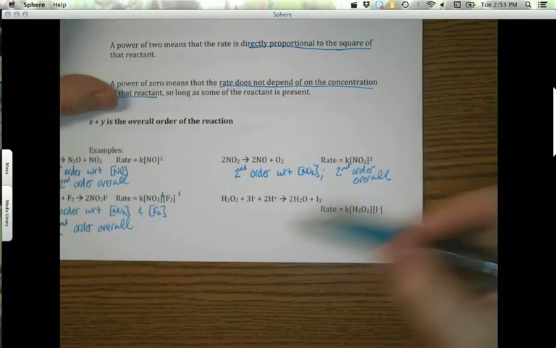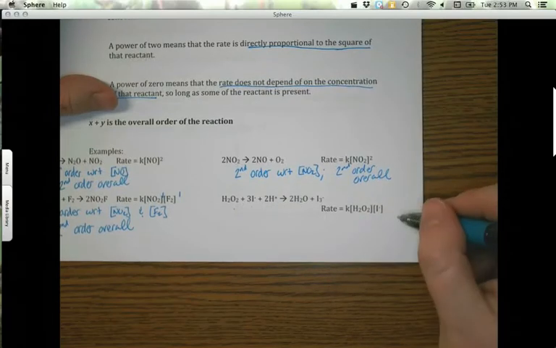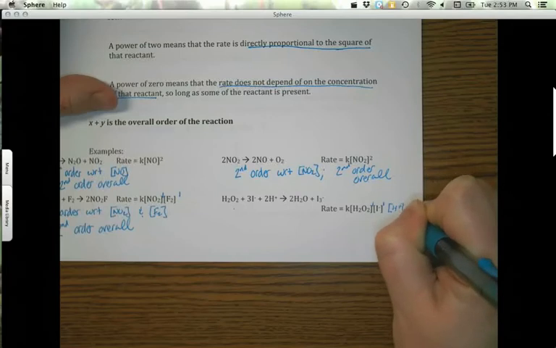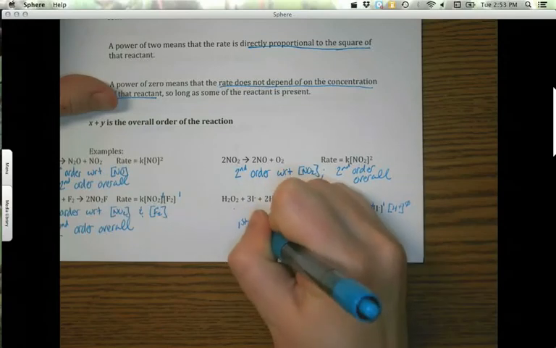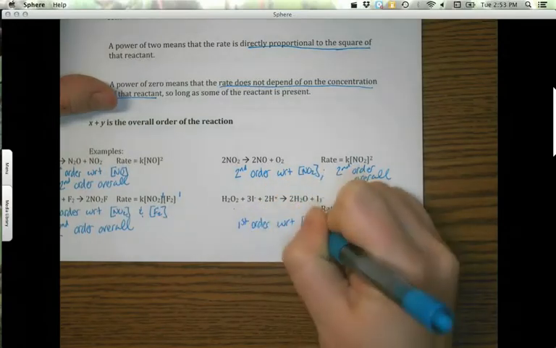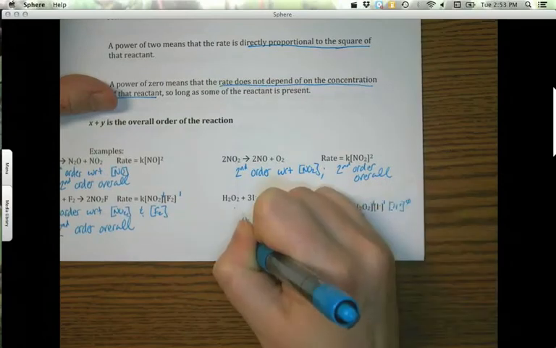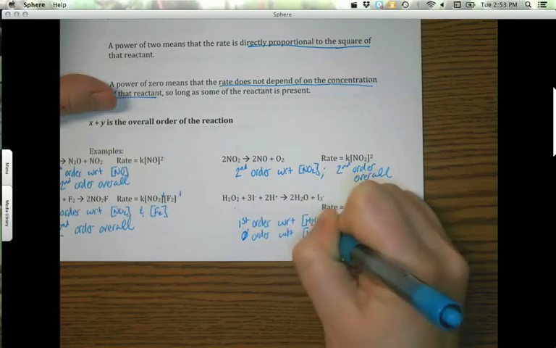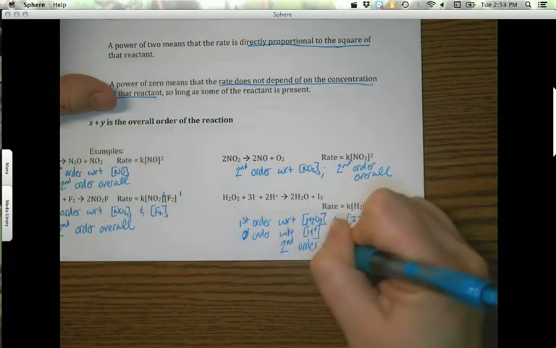Let's look at this next one. I have hydrogen peroxide, iodide, and hydrogen ion as my reactants. My rate law doesn't have hydrogen in there, so these are both to the first power. What that means is that hydrogen must be to the 0 power, because anything raised to the 0 power is 1, right? So we can omit it ultimately. So again, it's first order with respect to the concentration of hydrogen peroxide and iodide. It's 0 order with respect to that hydrogen ion, and 1 plus 1 plus 0 is 2, so it's second order overall.